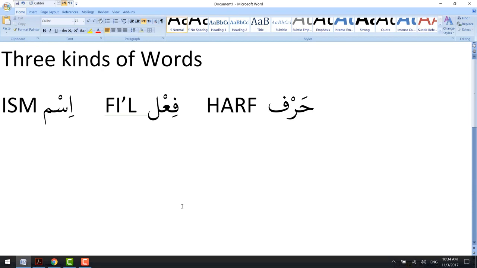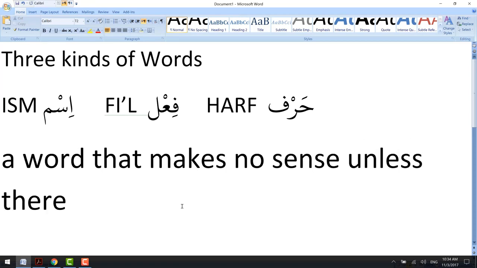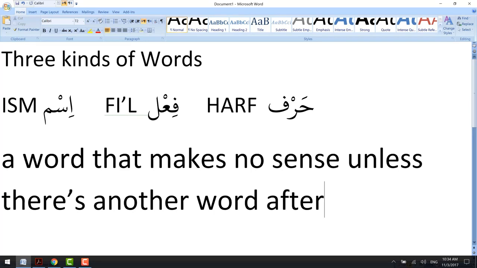Harf is basically a word. I really commit to this definition: a word that makes no sense unless there's another word after. That's the definition. It can't be by itself. By itself, it makes no sense at all. Think of it this way. If I said to you, "and," it makes no sense. What do you mean, and?